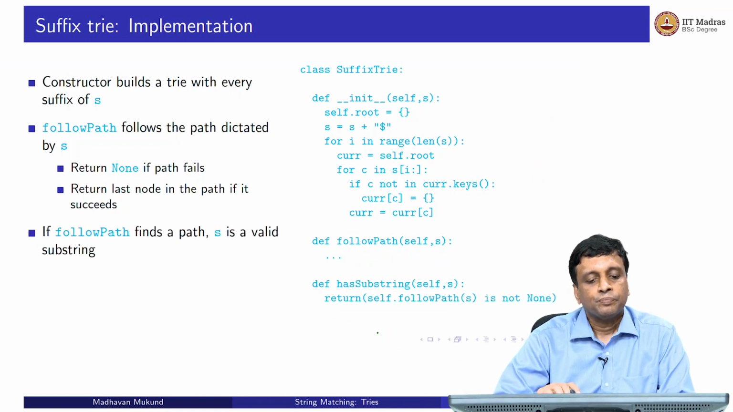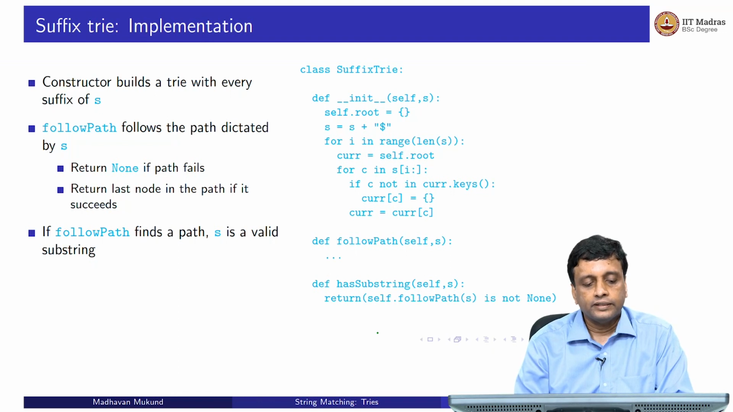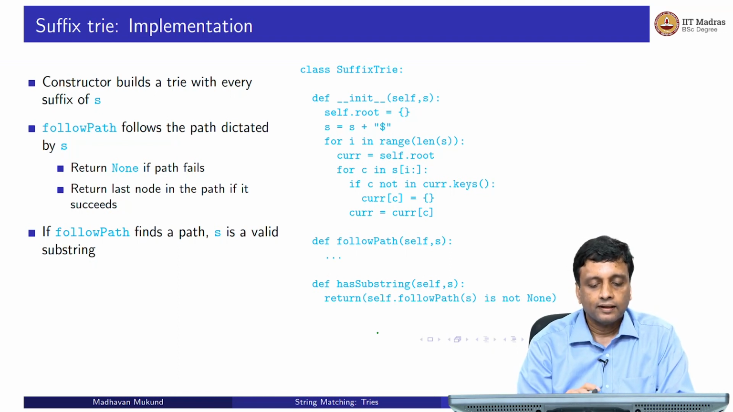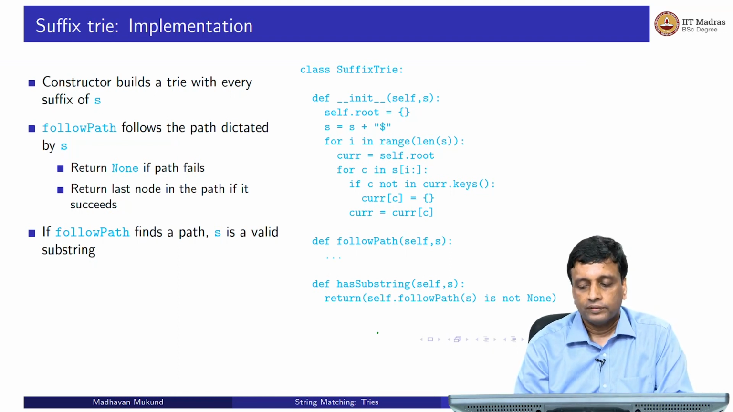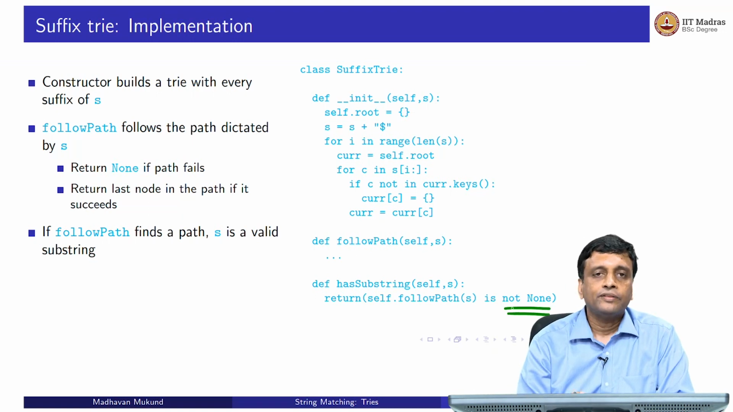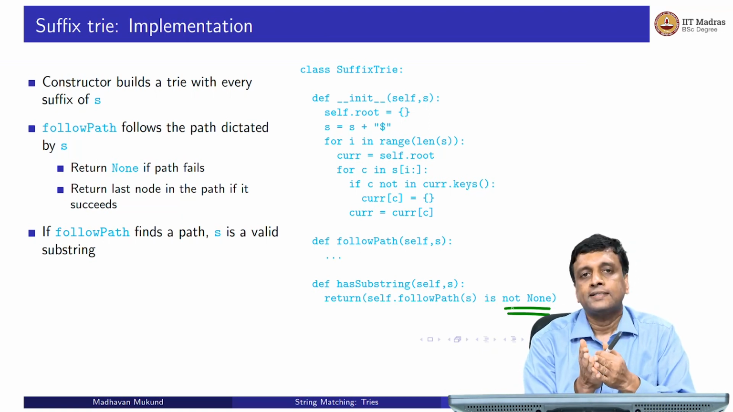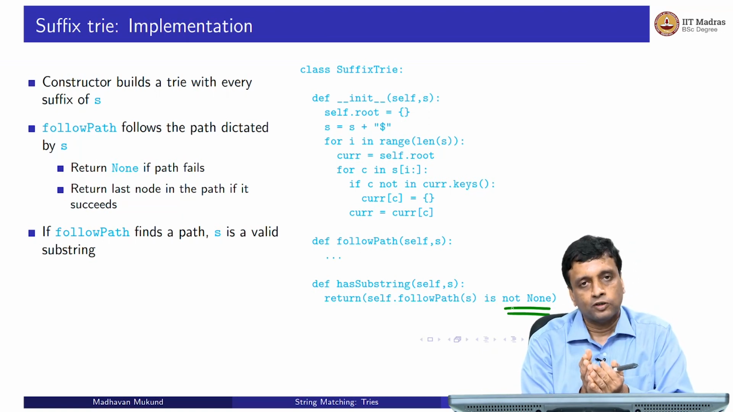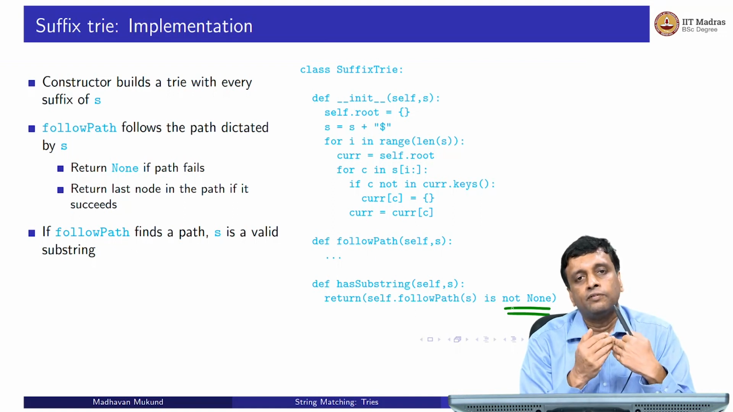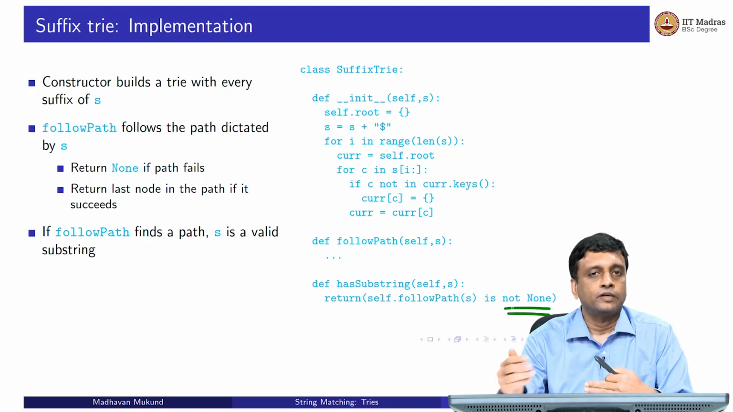So for instance, if it finds a path at all, that is, the answer is not None, then I have found a substring. This is what we said before. As long as I can process the entire string and not get stuck, I have found a substring because every substring will occur as the beginning of some suffix.